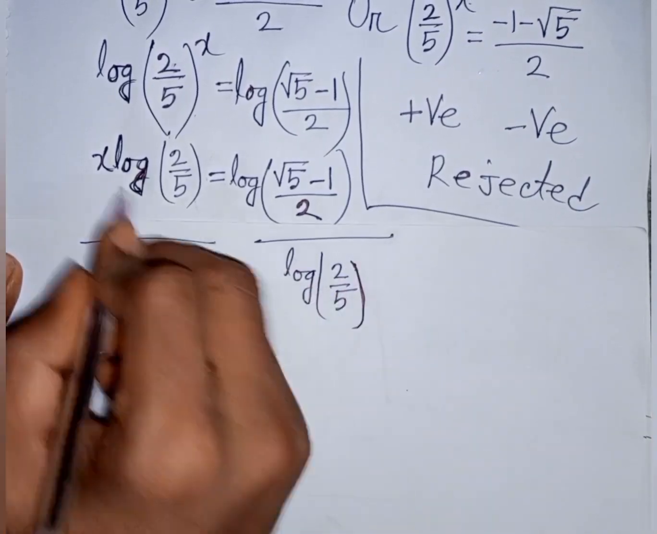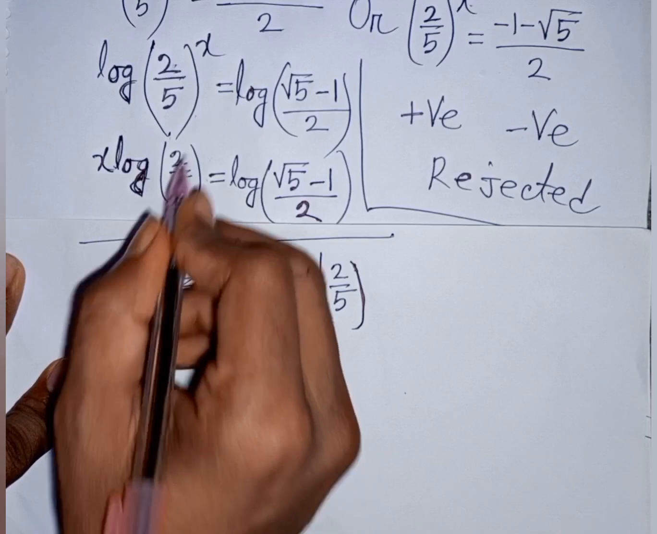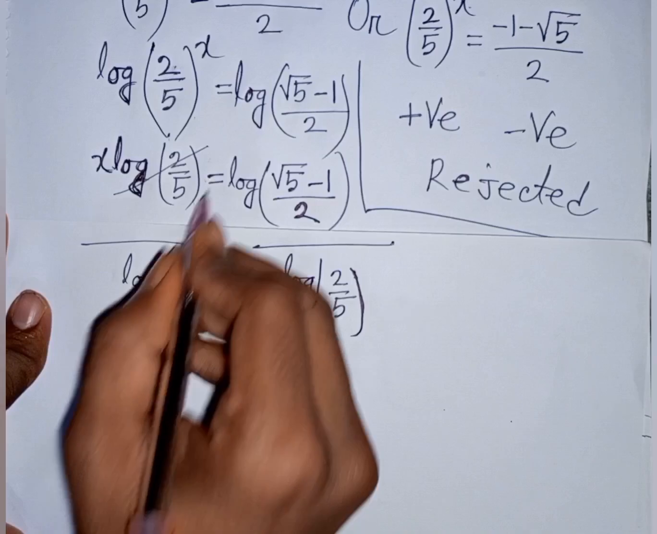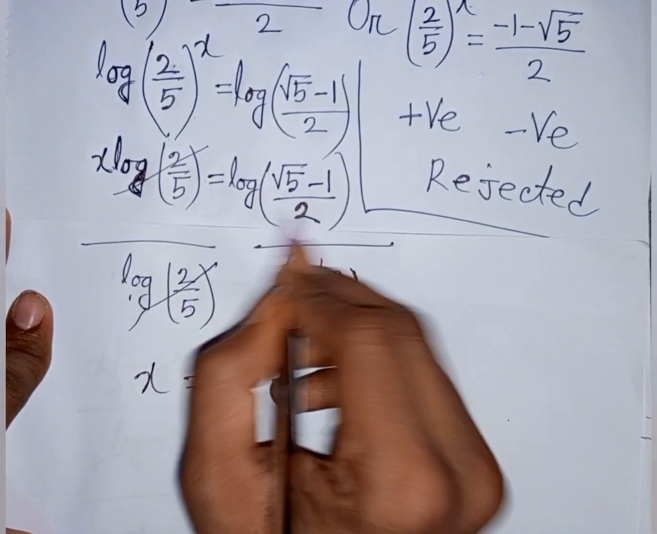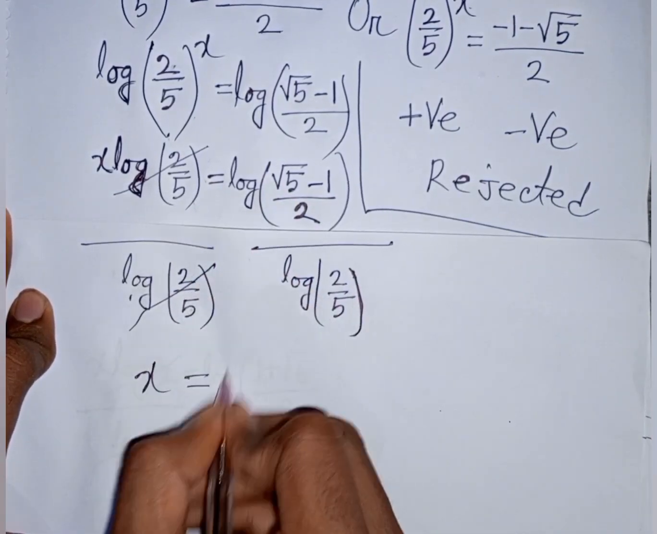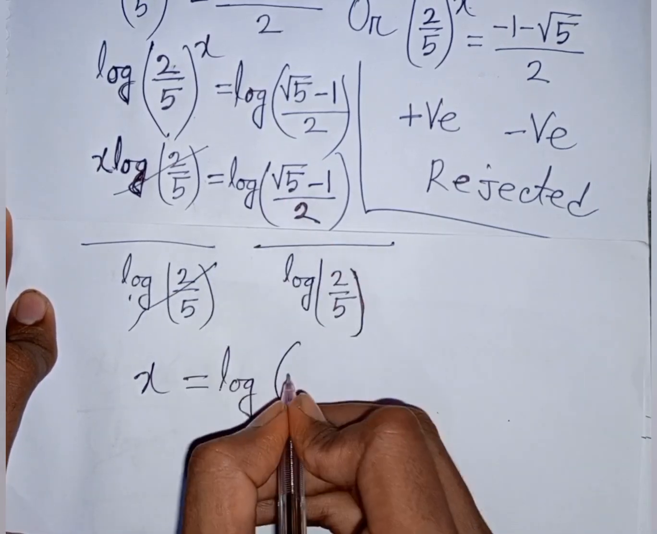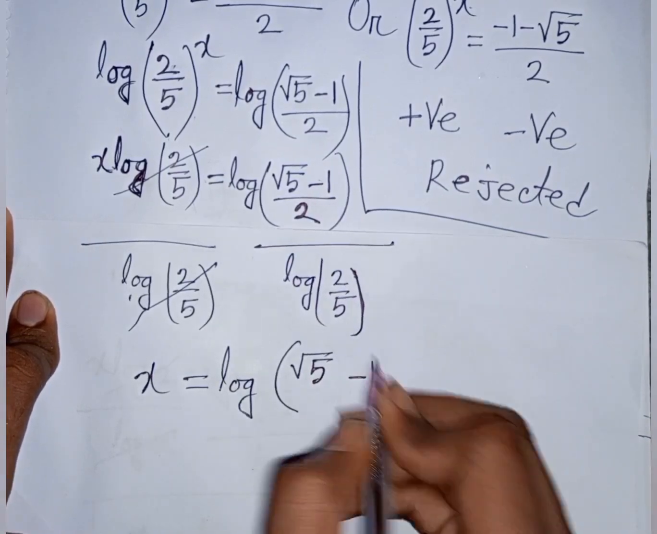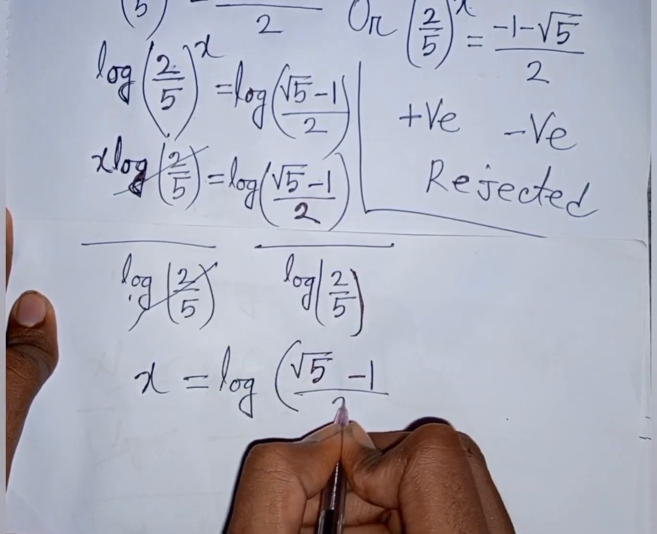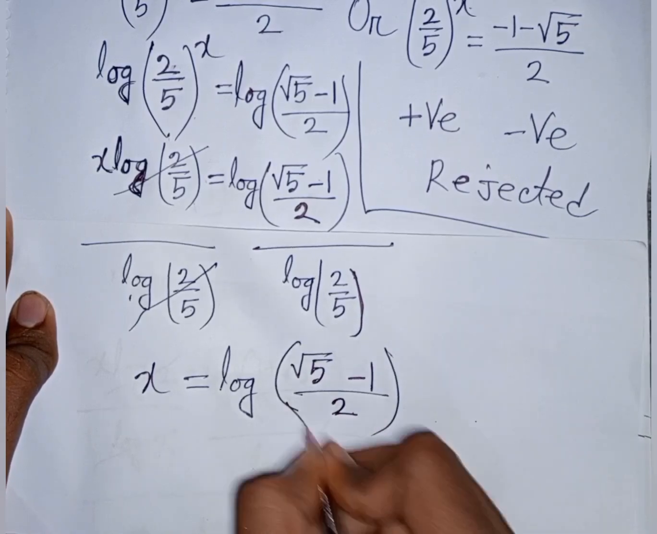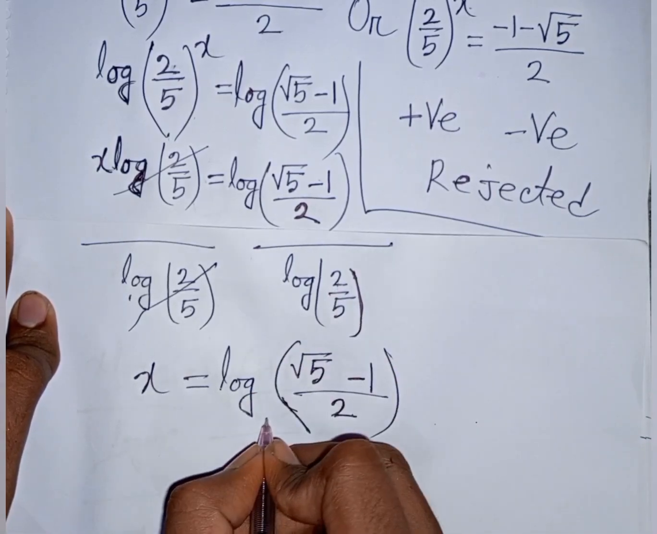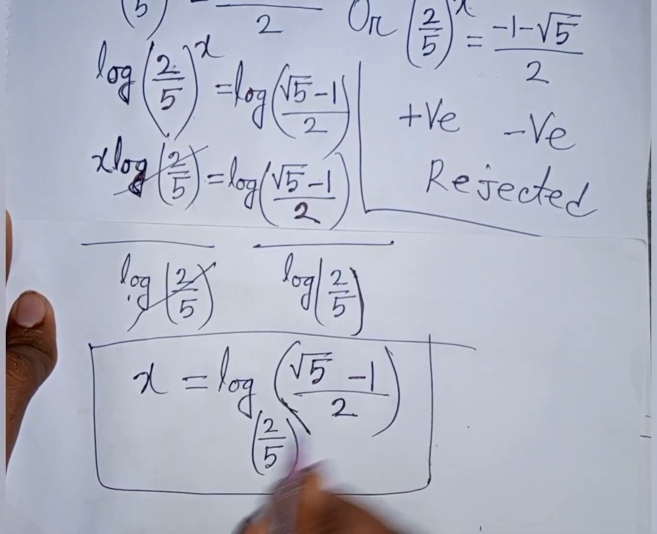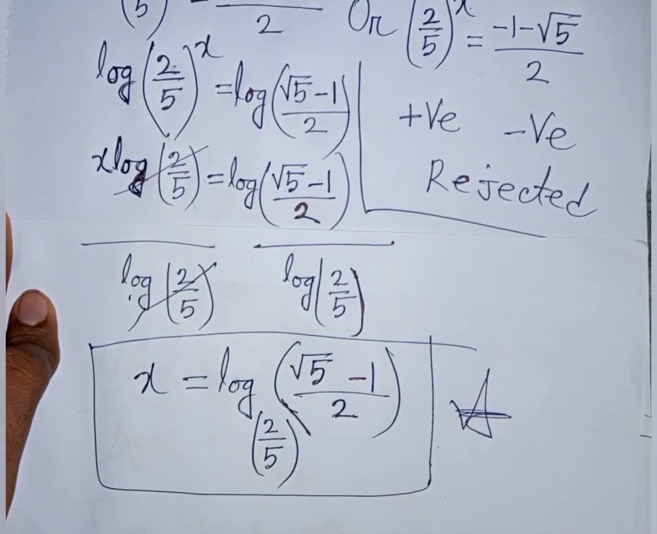Now this log of 2 by 5 and this log of 2 by 5 will be cancelled. So here x will be equal to this divided by this, that means it will be log of a square root of 5 minus 1 over 2, then base of 2 by 5. So this is the value of x, so this is our final answer.